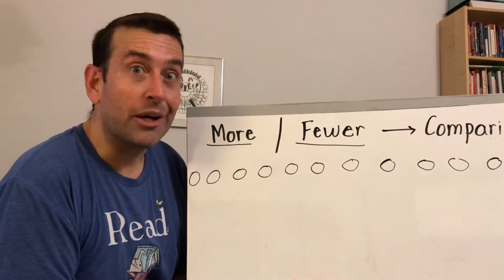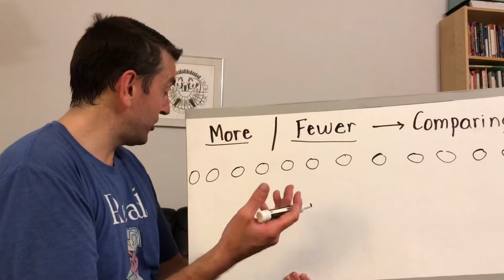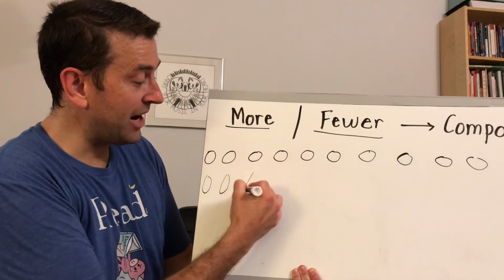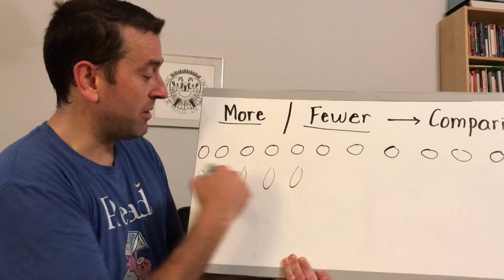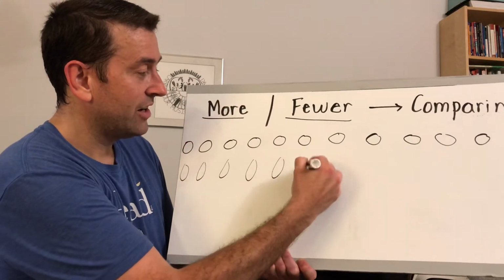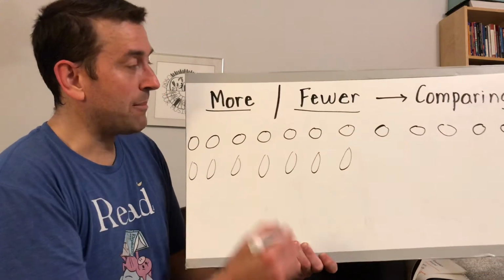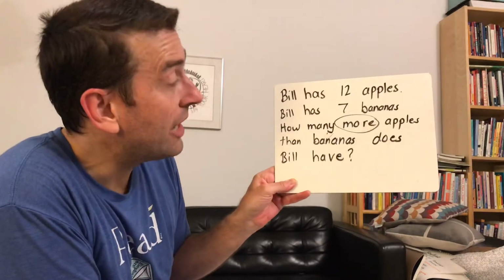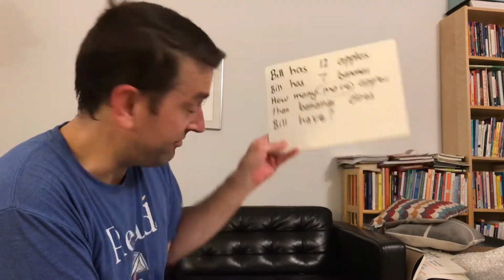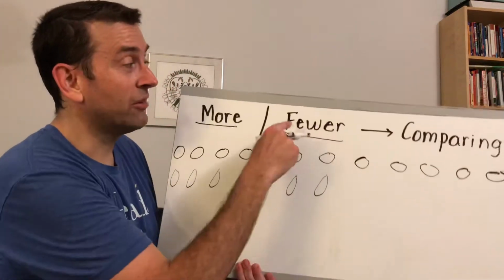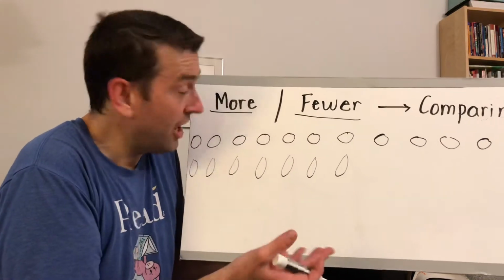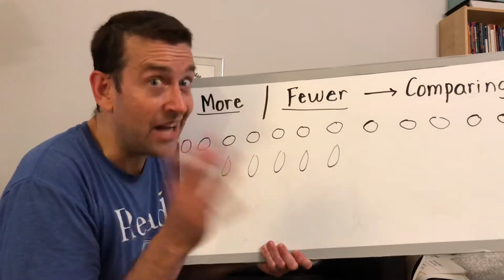And now I'm going to compare the 12 apples versus the 7 bananas. Okay, here are my 7 bananas. Let me line them up because when you're comparing, it's like measuring. And you got to line them up. 1, 2, 3, 4, 5, 6, 7. So there we go. I got my 7 bananas and my 12 apples. Now, the question was, how many more apples than bananas does Bill have? So when you're saying more or when you're saying fewer, it's kind of like you're comparing. And when you're comparing, it's kind of like measuring. And when you're measuring, you look at the part that's not the same.